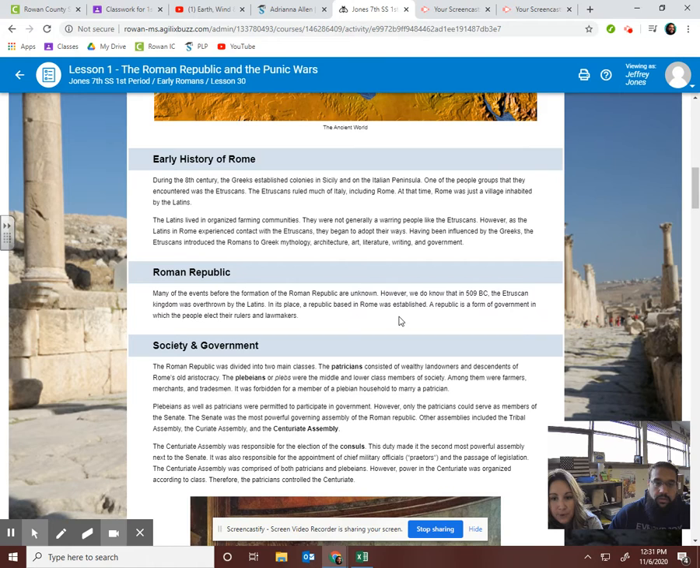A republic is a form of government in which the people elect their rulers and lawmakers. And if you can remember, when we were in school, actually in person, we talked about Romulus and Remus and the beginnings of Rome and how that was a myth and a legend. But then we talked about how actually, it was started and settled by Etruscans and the Latins, okay? They were the first ones actually in here. So, it was rooted in truth.